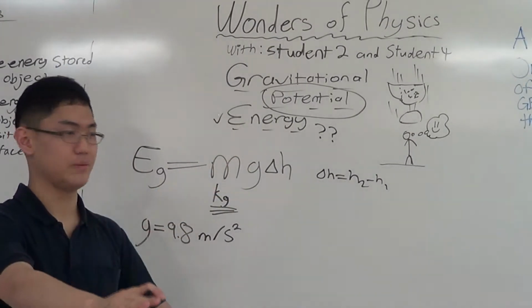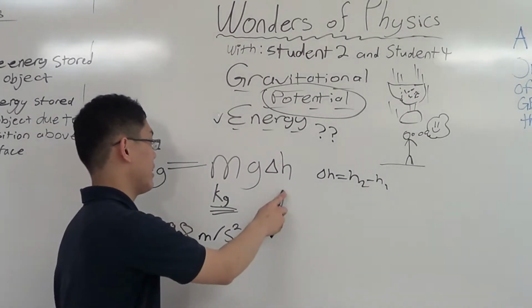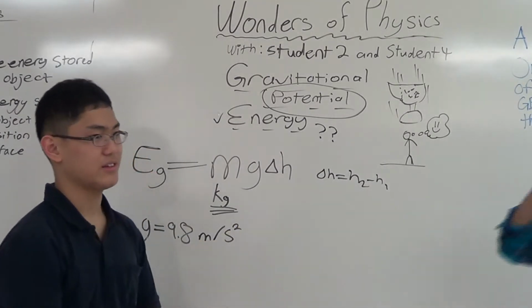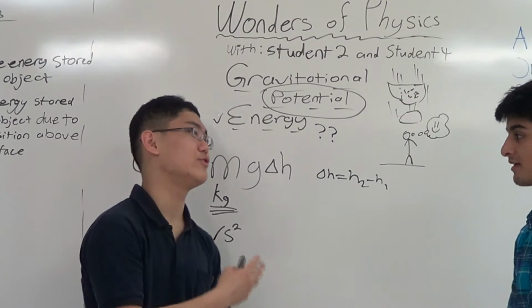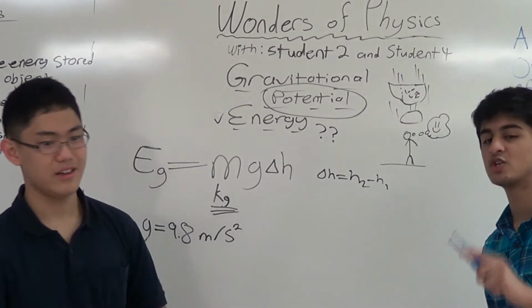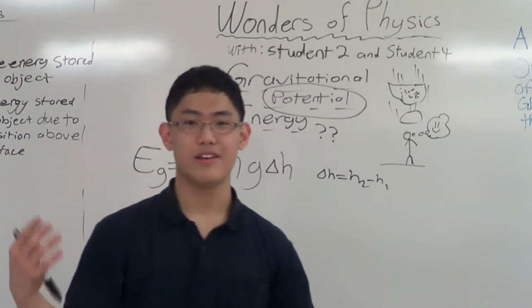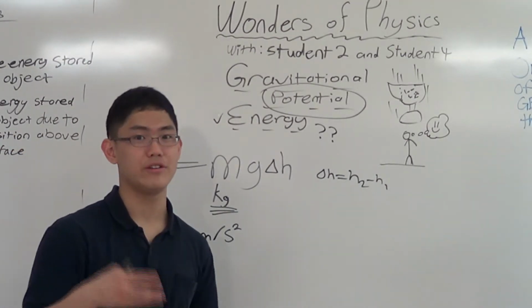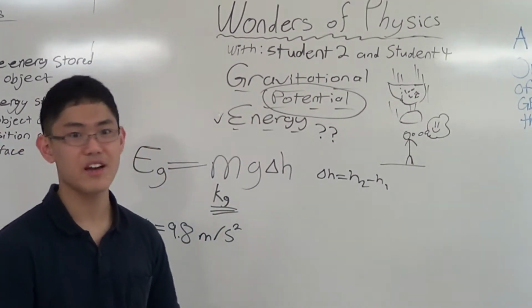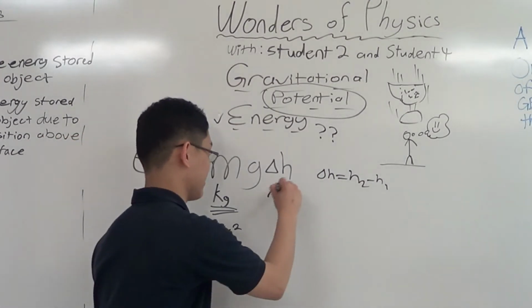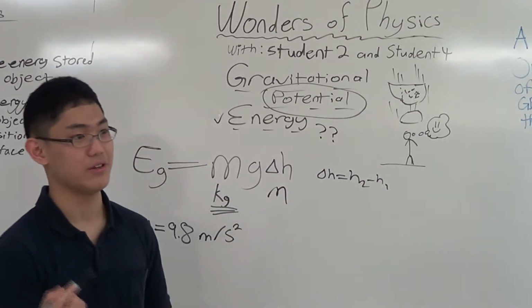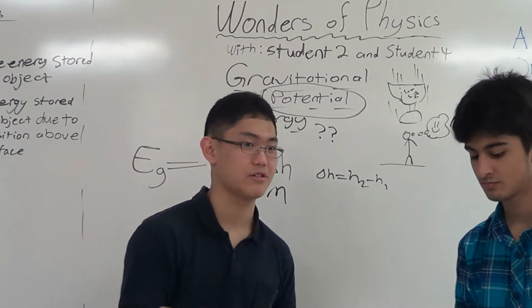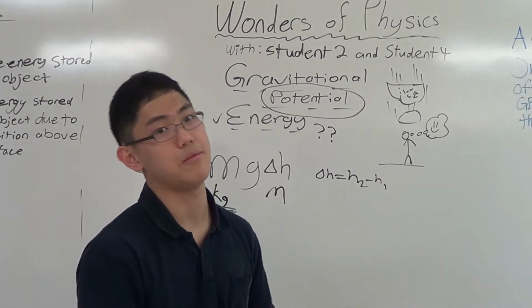Hold on, student 2. We forgot the units for height. Oh my god. Seriously, this is the kind of mistake you don't want to make on a test. You never want to jump to conclusions. If you get a delta h value of 102 centimeters, well, you have to convert that into meters. Everyone knows there's 100 centimeters to a meter, so 102 centimeters is actually 1.02 meters.